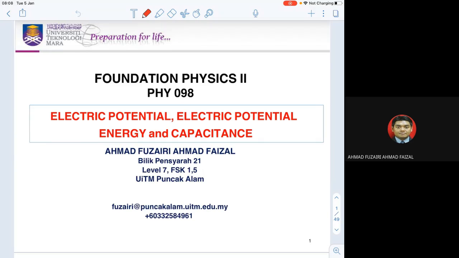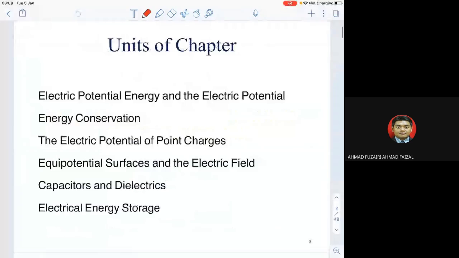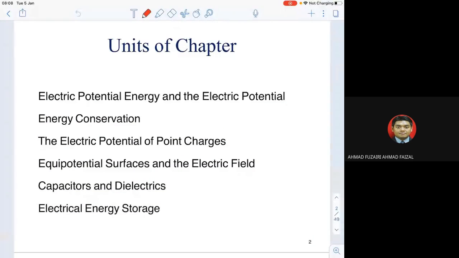So this should be in your chapter 16 in your textbook. Let's start the class with the units of the chapter. These are the units of chapter 16, which has electric potential energy and electric potential. In order to learn electric potential, we need to learn first the electric potential energy, because that's where it comes from. And we should know about energy conservation. We also have to know about electric potential of a point charge.